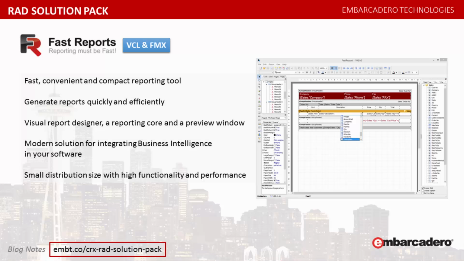FastReport VCL is an add-on component that allows your application to generate reports quickly and efficiently. FastReport provides all the tools necessary for developing reports, including a visual report designer, a reporting core, and a preview window. FastReport VCL is a modern solution for integrating business intelligence in your software. It has been created for developers who want to use ready-made components for reporting.